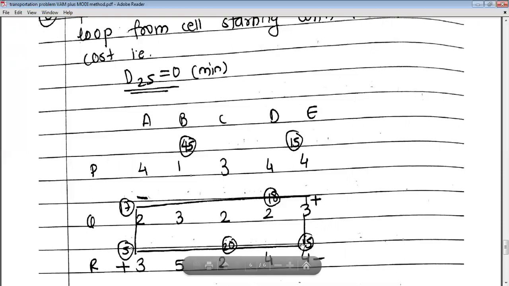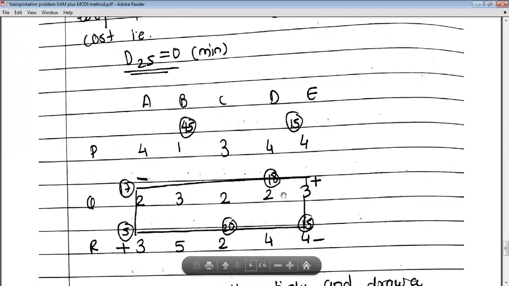Okay. Now after I get the loop, we have to start with the plus sign from the first value, that was the water square, then minus, plus, minus, alternatively plus, minus, plus, minus. Okay. And now we have to check the negative sign values. We have to see the allocations present here. The allocations present here are 17 and 15. So the minimum value of 17 and 15 at the negative signs is 15.